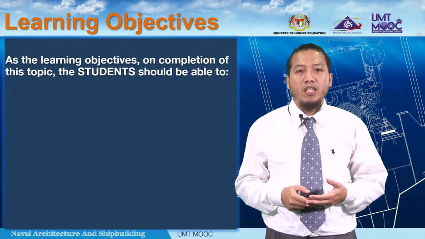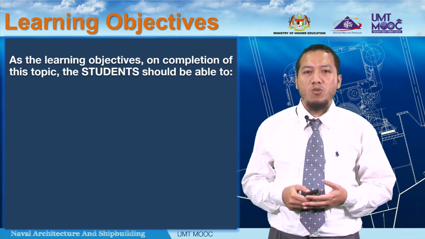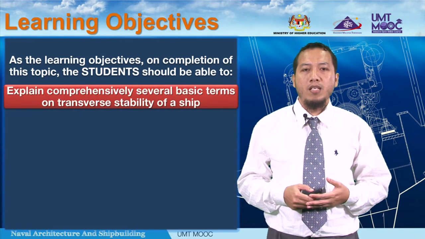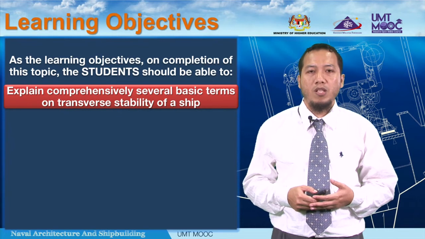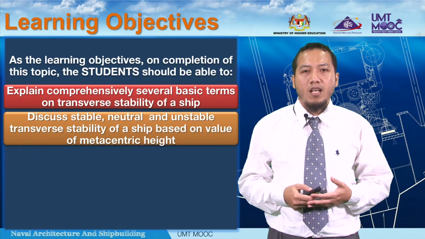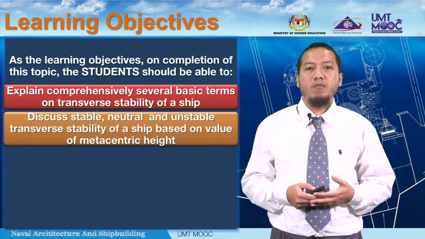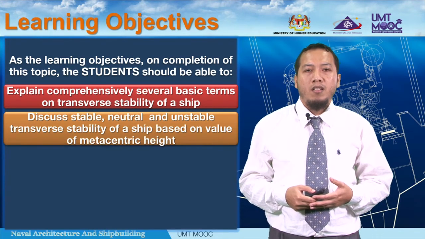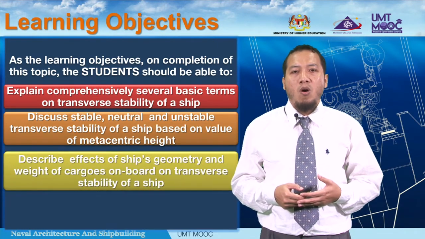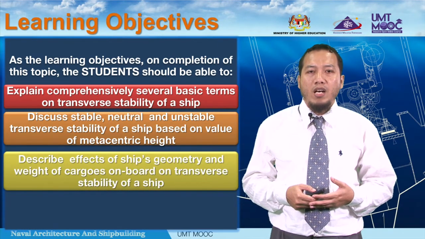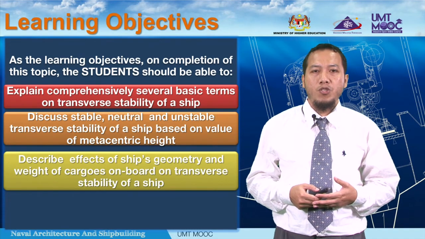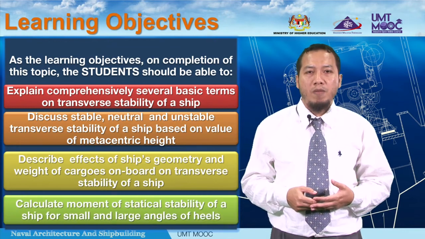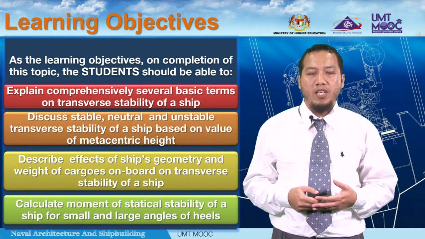As the learning objective, on completion of this topic, the student should be able to explain comprehensively several basic terms on transverse stability of a ship, discuss stable, neutral, and unstable transverse stability of a ship based on the value of metacentric height, describe the effect of ship geometry and weight of cargoes on board on transverse stability of a ship, and calculate moment of statical stability of a ship for small and large angle of heel.